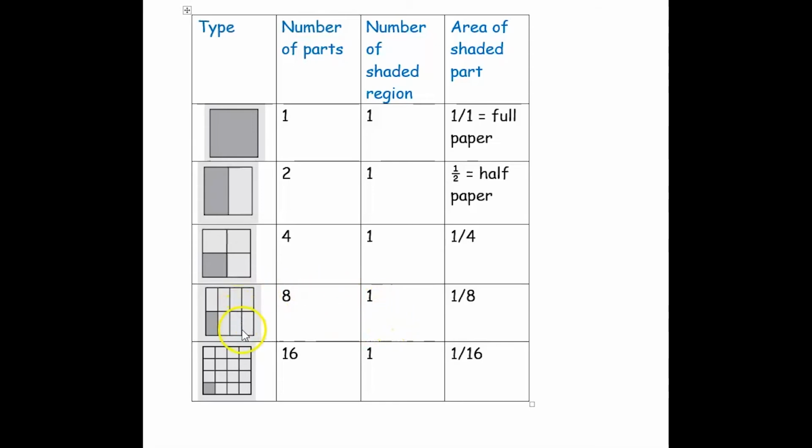So now how will we find the area of the shaded region? Shaded region divided by total number of parts. Shaded part is 1 divided by total number of parts is 8. So area is 1 over 8 or 1 by 8.